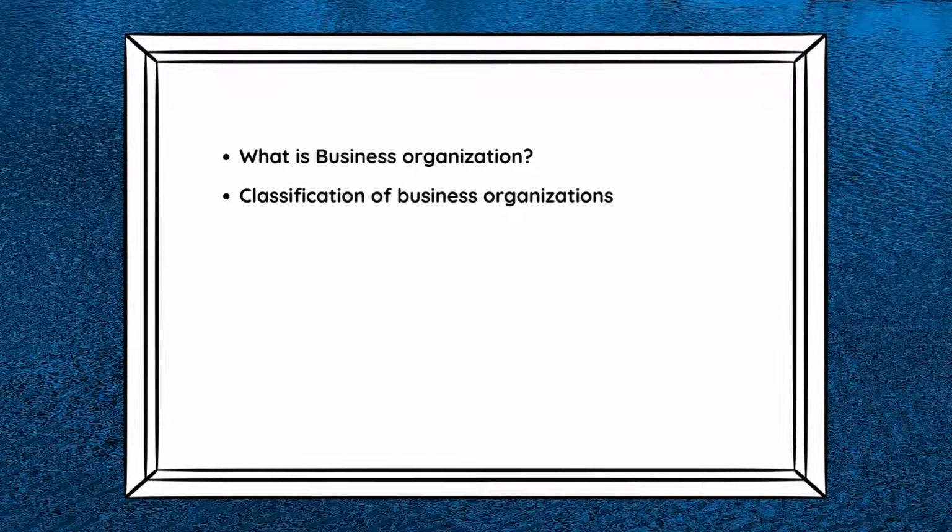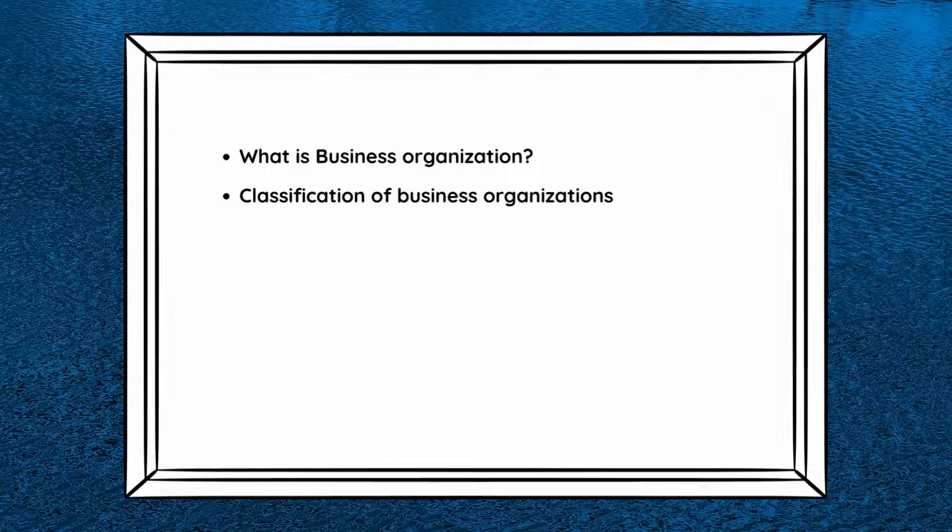Alright, first let's discuss what we are going to learn in this chapter. First we will see what is known as business organizations. Second, we will be looking at the ways that we can classify business organizations. We can classify business organizations according to the ownership, according to the objectives, and according to the scale.